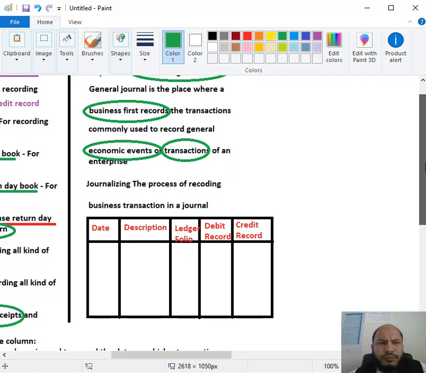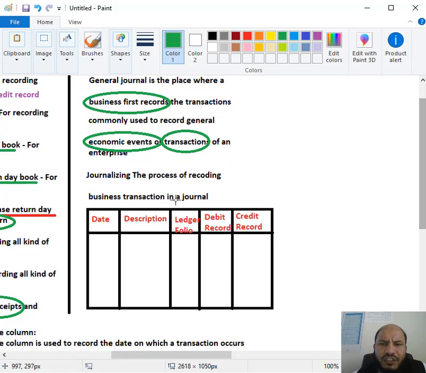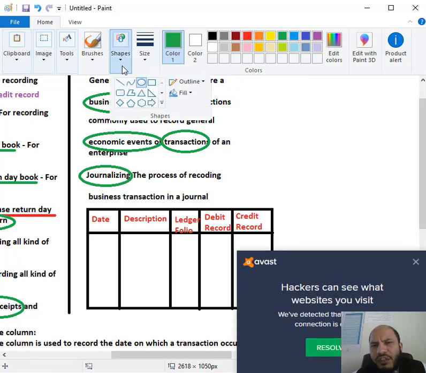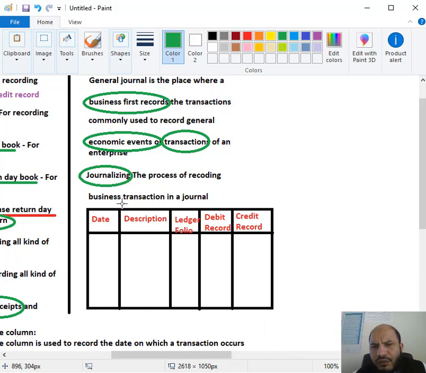We also have a term which is called journalizing. What is journalizing? Journalizing means the process of recording business transactions in the journal. So all those processes where we record the business transactions in the journal are called the journalizing of transactions.